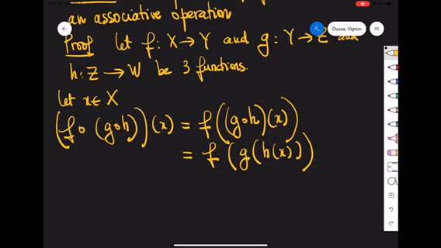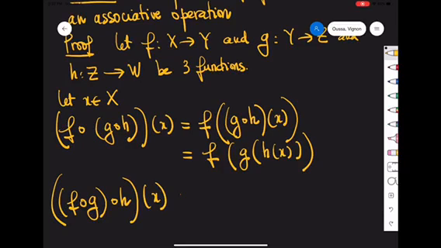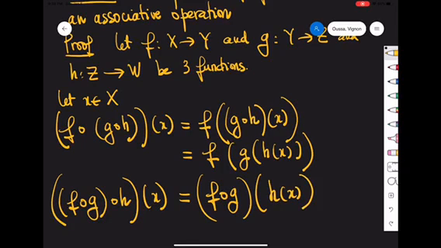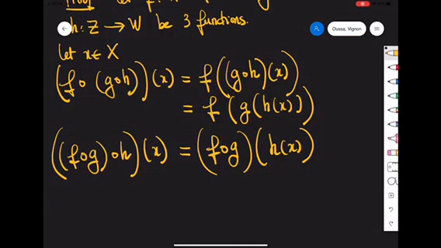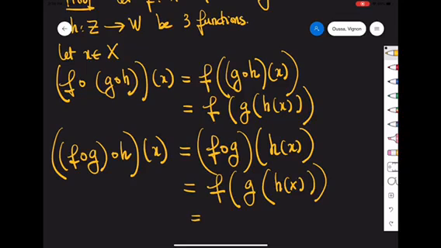Okay, now let's look at F composed with G composed with H of X. Well, by definition, this will be F composed with G of H of X. And then by definition of F composed with G, this is F of G of H of X, which is F composed with G composed with H of X. Right, so this is true for all X.